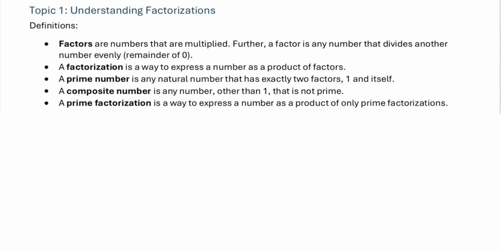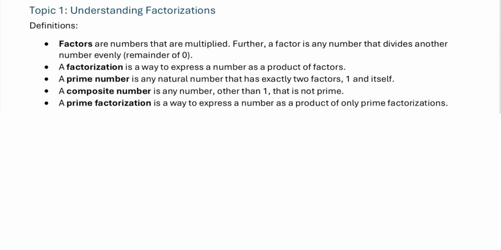Factors are numbers that are multiplied. Further, a factor is any number that divides another number evenly with a remainder of 0. A factorization is a way to express a number as a product of factors.